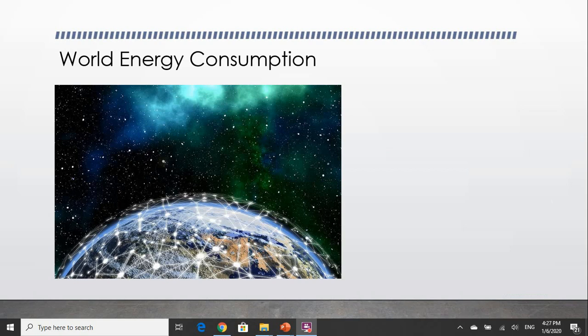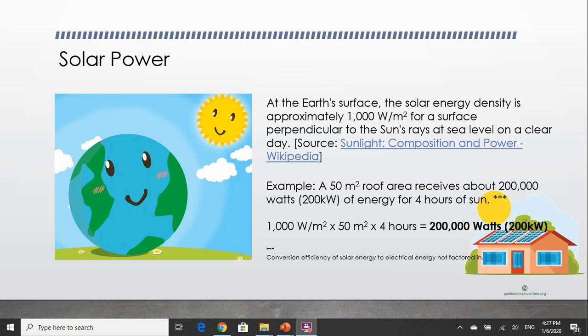For an average household, this is already equivalent to half of your monthly power consumption harvested in just a few hours. But please know that in this example we have not factored in the efficiency of our solar panels to convert solar energy to electrical energy. The efficiency would be around 15% to 20%.